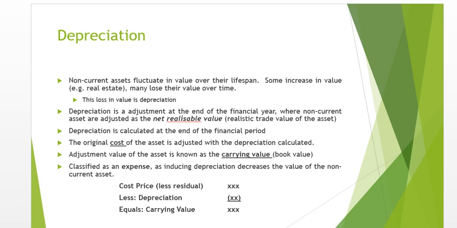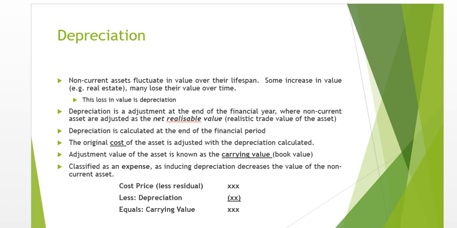So what is depreciation? If we look at our fixed assets, for example, a vehicle, you buy it today for 100,000 Rand, and in a year's time, is that vehicle still worth 100,000 Rand? No, it will be worth 90,000 Rand or 80,000 Rand or whatever. So that loss in value is what we call depreciation. Okay, so the loss in value in our fixed asset is depreciation.